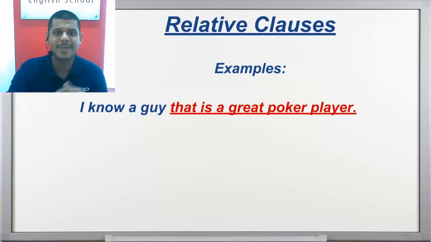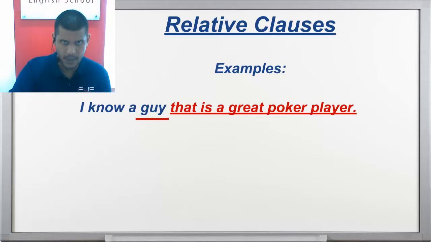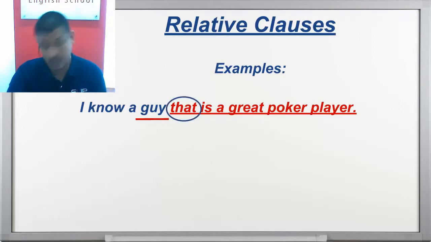But when I use who or when I use which, when I talk about people or when I talk about things, it's possible to use that. So, when I have a guy, he's a person, I can use that. So, for example, I know a guy that is a great poker player. It means the same thing as I know a guy who is a great poker player. It's exactly the same, right?